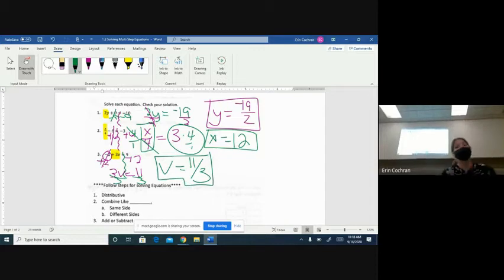Good. So those were all our 2-step equations. Remember, you always move the constant first, and the constant is the number without the variable. And then you get rid of the coefficient by multiplication and division.